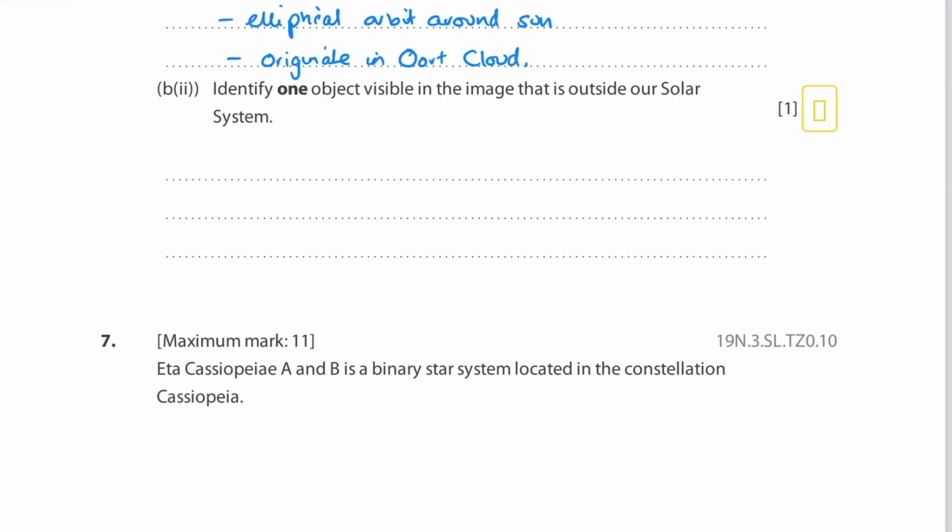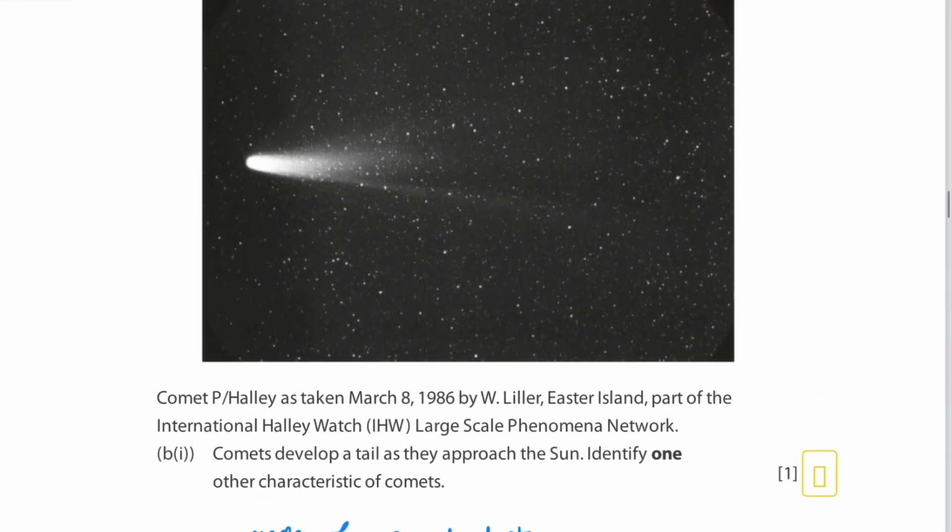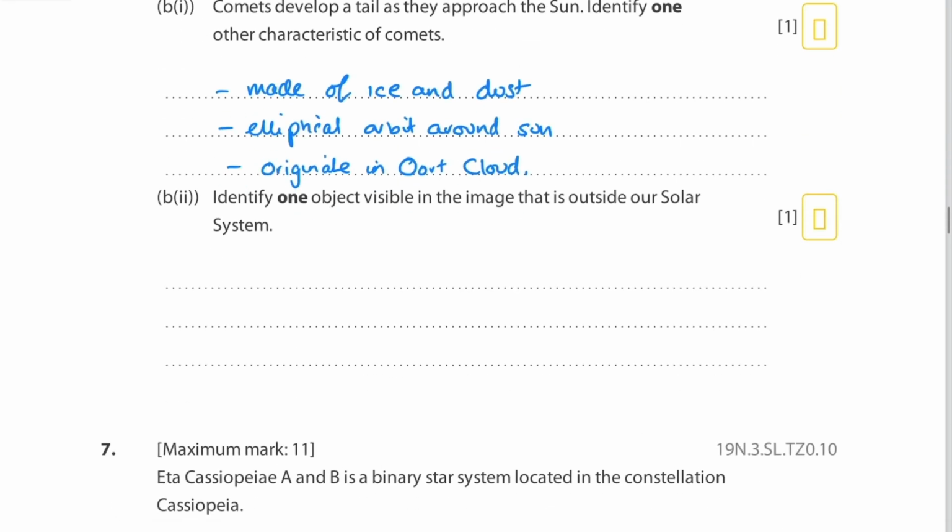B2. Identify one object visible in the image that is outside our solar system. So the comet is inside our solar system. We've got lots of other little dots, and they could either be stars or galaxies, and they are outside of our solar system. So it says identify one, so just put one down. You put stars or galaxies. Don't write down 2, it just says identify one.